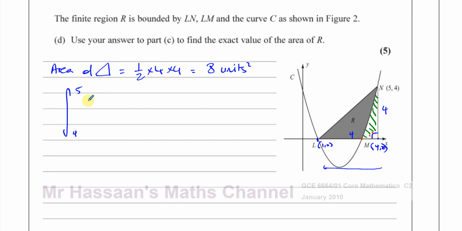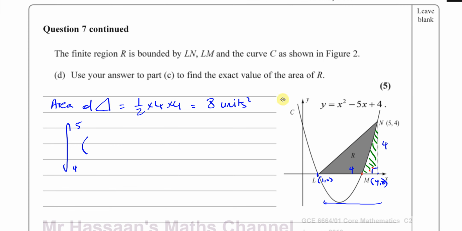All right, we have already got all the information for this in the last part of the question. So this is the equation of the curve that we have from before: x squared minus 5x plus 4 dx. We already found the integral of this, so not too much of a big deal to do again. It's x cubed over 3 minus 5x squared over 2 plus 4x.